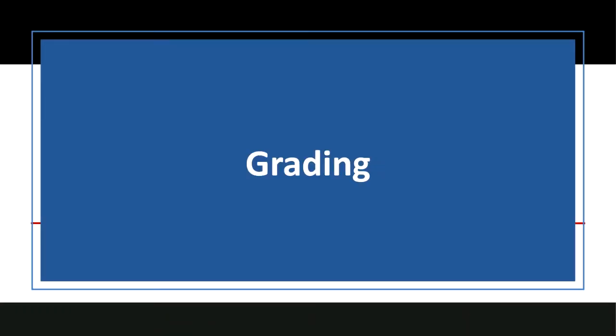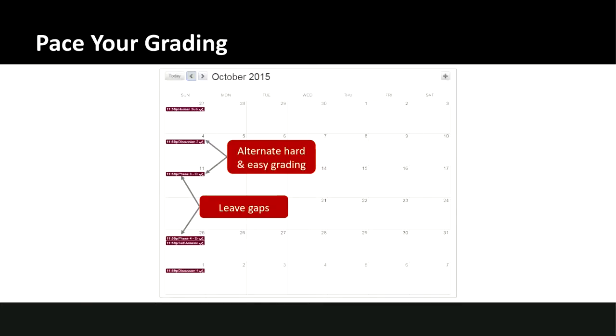So next, we're going to talk about how to save time while we're grading. So we discussed establishing a routine, but as it relates to grading, we can discuss some specific strategies for pacing. Not every week is going to be equivalent when you're grading. So for example, when you have a major project due, one strategy is to alternate between quote unquote harder and easier grading. So for example, something that will auto grade like a quiz could be alternated with a major project that's going to take more time to grade, or you might leave a gap in grading as well.